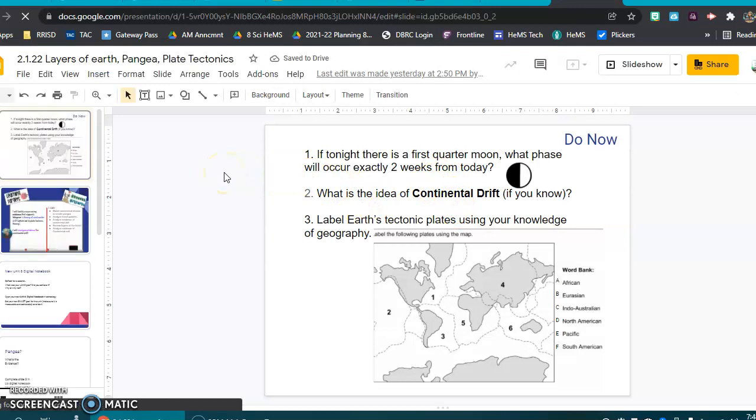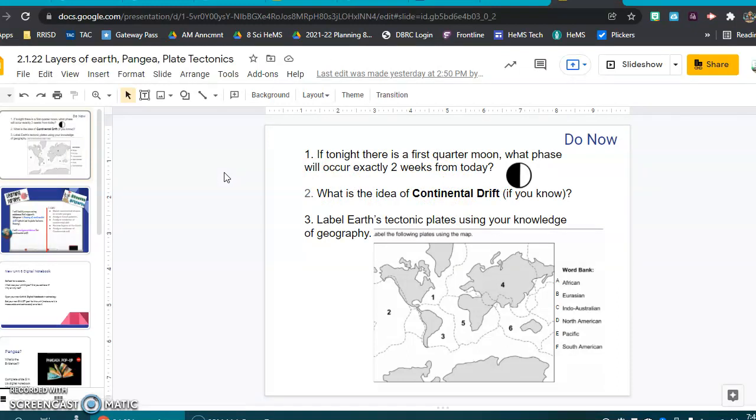So our do now is a long one today. Today there's the first quarter moon. What phase will occur 2 weeks from today? What's the idea of continental drift, if you know? And label Earth's tectonic plates using your knowledge of geography. On this one, I would just put where we're at. Remember, we have a new moon, a first quarter, a full moon, and a third quarter moon that all occur within a month. One of you figured out it would be directly across. So we'd have 1 week, 2 weeks, a third quarter moon.